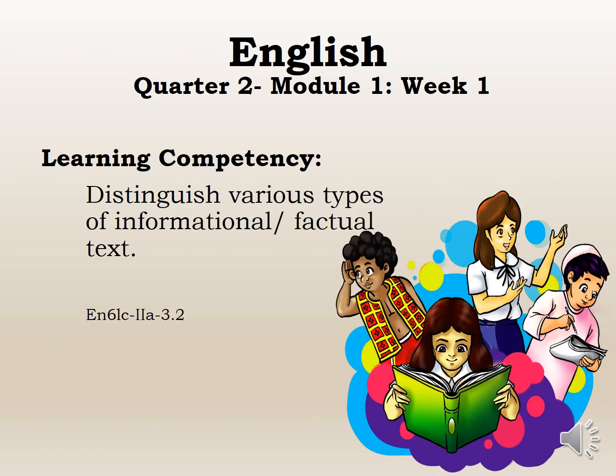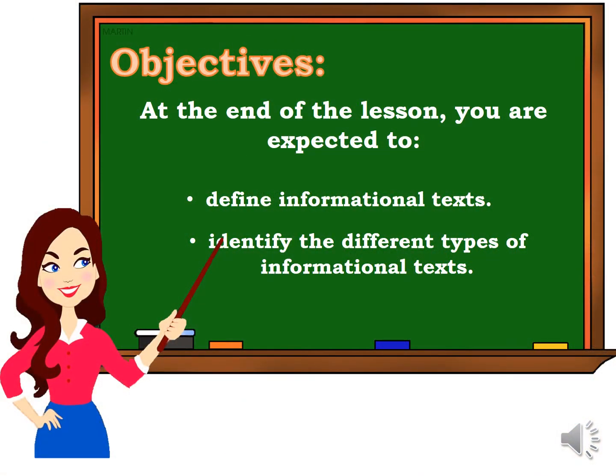This instructional video is for English 6, Quarter 2, Module 1, Week 1. Based on the learning competency, distinguish various types of informational or factual text. At the end of the lesson, you are expected to define informational texts and identify the different types of informational text.